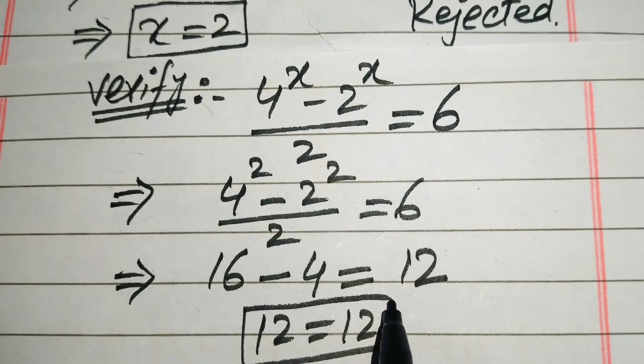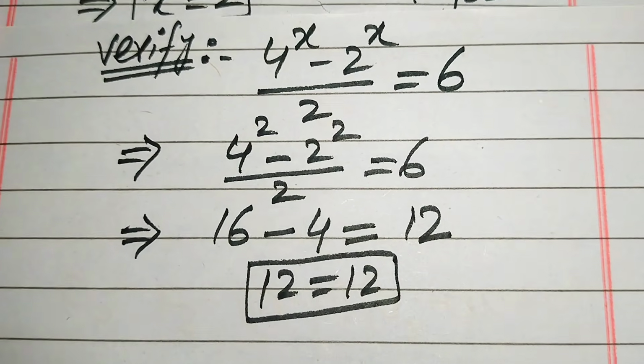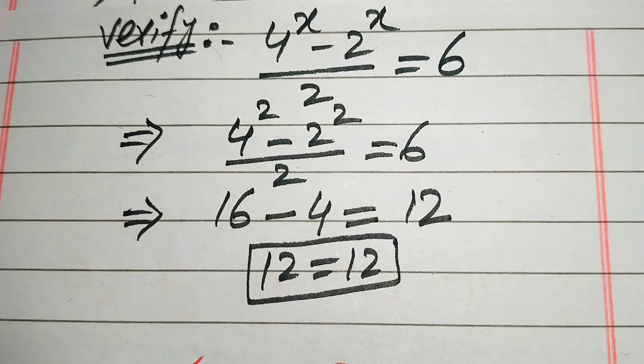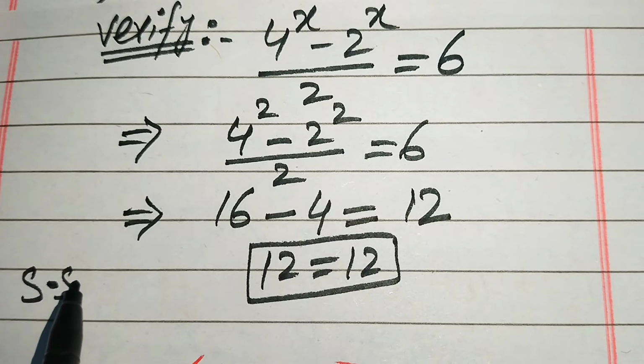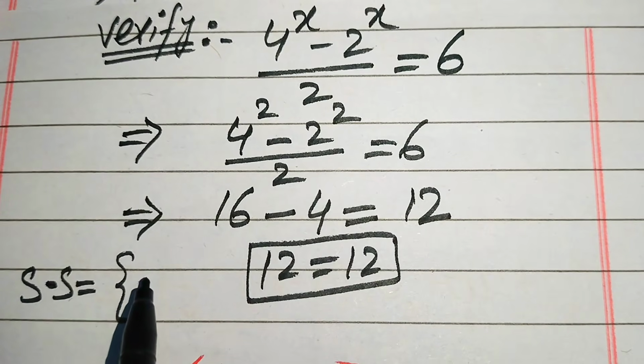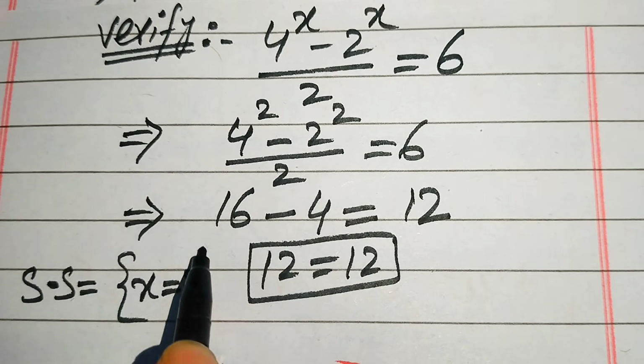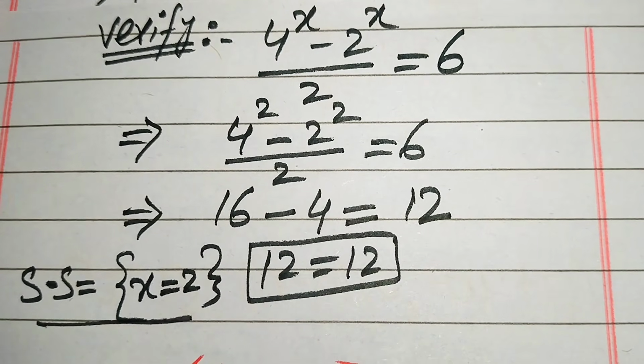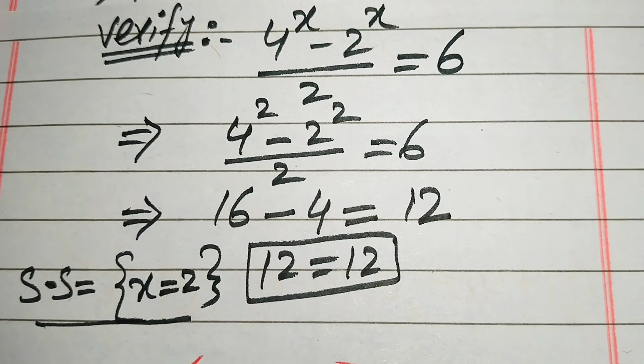This shows that both of the sides are equal, and if both of the sides are equal, this concludes that the value x is equal to 2 satisfies our given question statement. And finally we have the solution set of this problem: x is equal to 2. So this is the only one solution which we get here in this method, and this is the final answer.